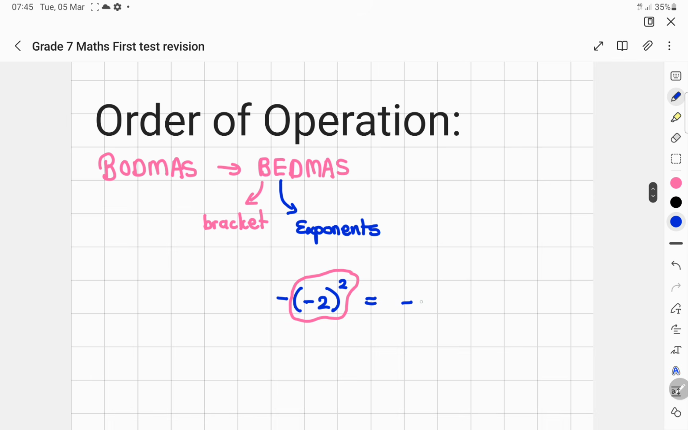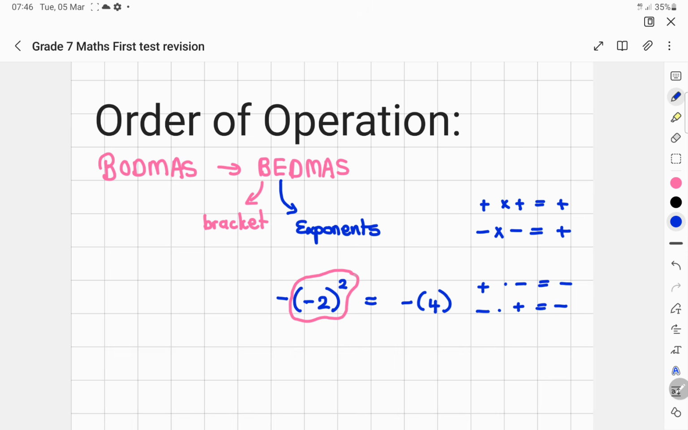So what is left on the outside? A negative, and then inside became a 4. Because a negative times a negative becomes a positive. So if you haven't learned that yet, that is something to come. If they are the same, it's always a positive. So a positive times a positive is also a positive. But when they are different, like a positive times a negative, that will give you a negative, or a negative times a positive also gives you a negative.